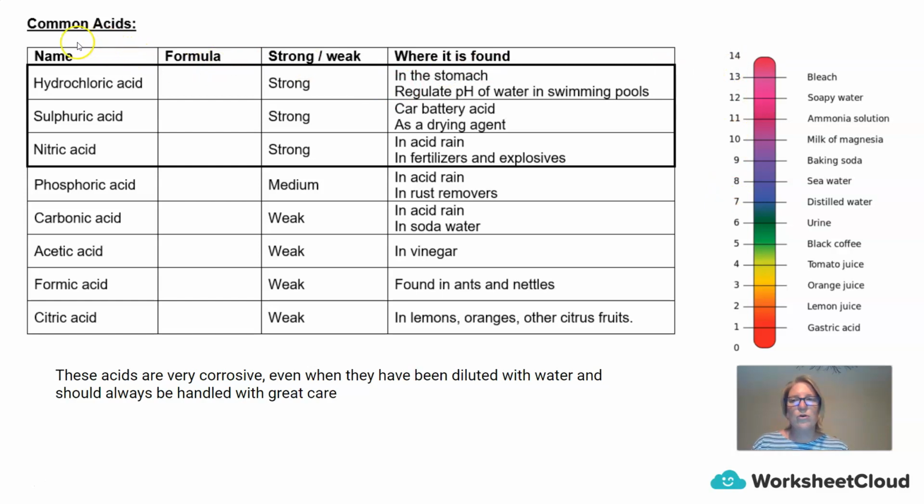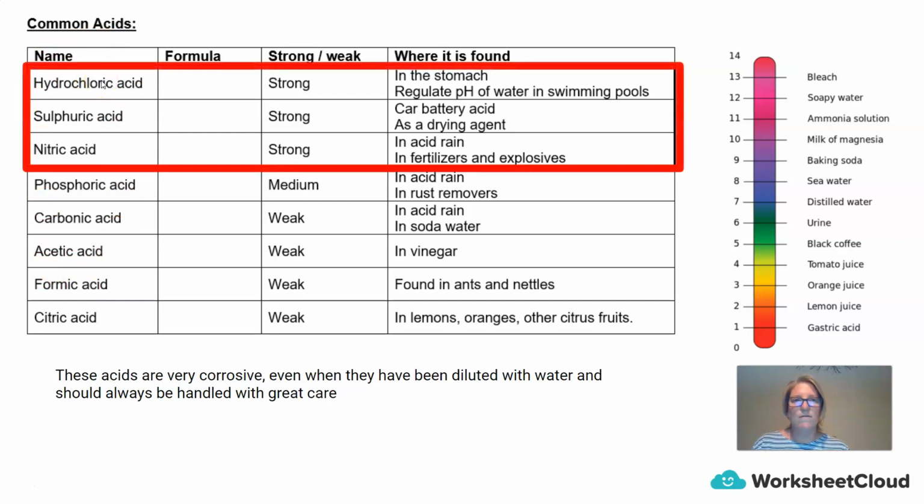So you need to learn some common acids, and the ones that are important for grade 9 are hydrochloric acid, sulfuric or sulfurous acid, and nitric acid. You also need to learn the formula of each of those acids. Now these are acids that we'll be working with in the laboratory when you carry out experiments, and these are all examples of a strong acid.